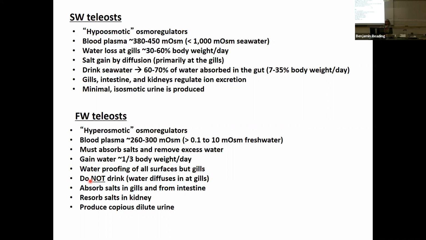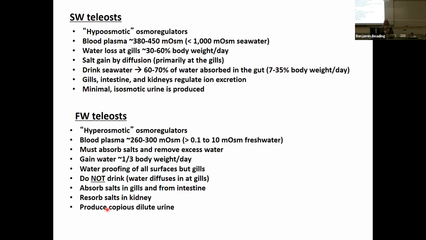Freshwater fish do not drink. The only water they might ingest is that with a prey item or food item. They absorb salts in the gills and from the intestine. They're actively pumping salt in. They're actively taking it in from their diet. And they resorb any salt in the kidney. So they produce what's called copious amounts of dilute urine.